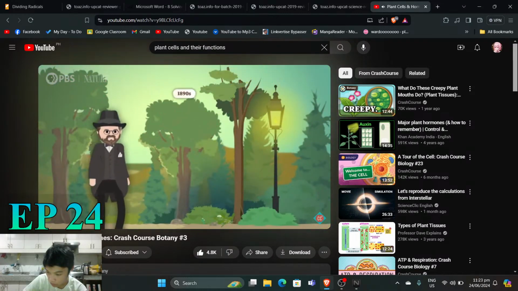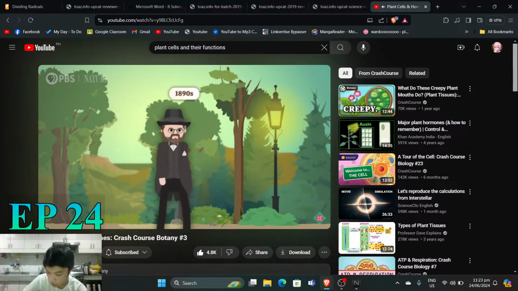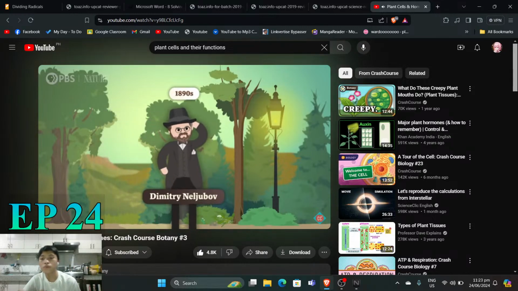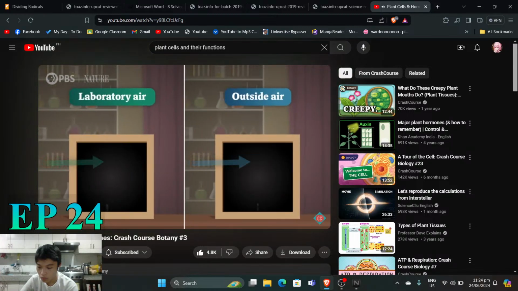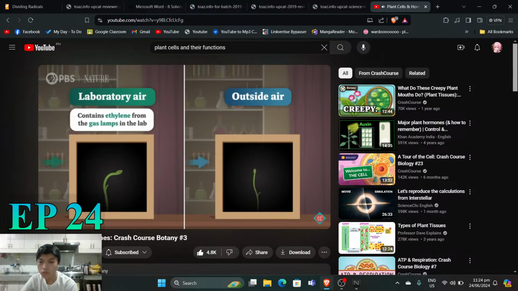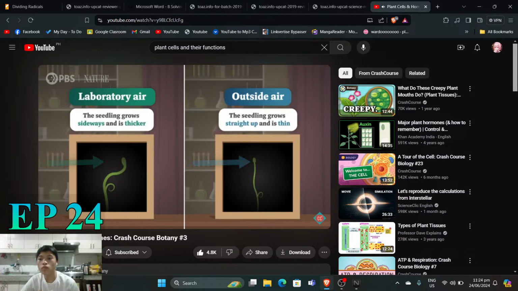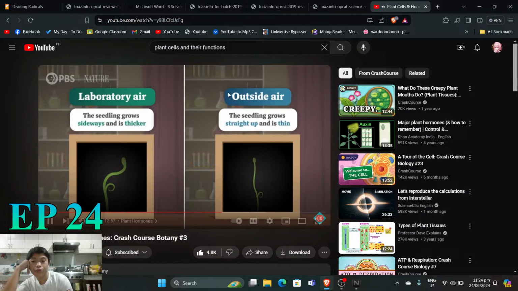But it wasn't until the 1890s that Russian plant physiologist Dmitry Nelyubov pinpointed ethylene as that ripening agent. He wanted to figure out why trees that grew next to gas street lamps would lose their leaves and get all distorted. So in his lab, he replicated and studied this effect in pea seedlings. And it turned out the ethylene released from burning gas lamps could keep plant cells from expanding, which is a huge part of plant growth.